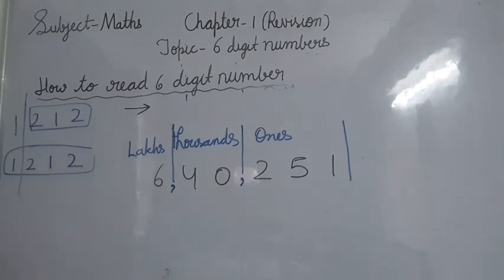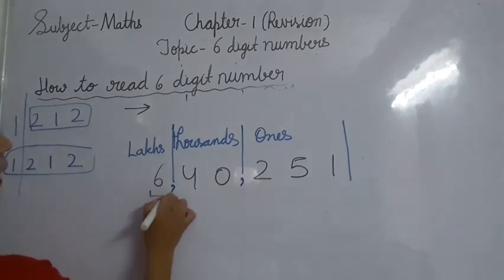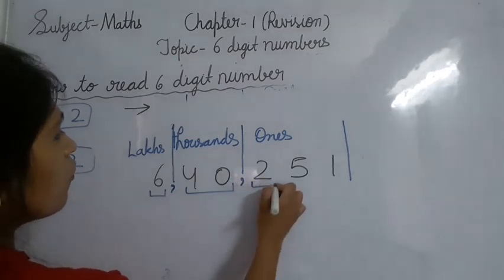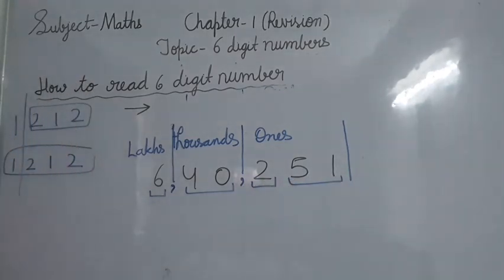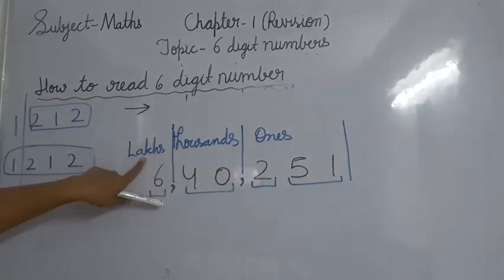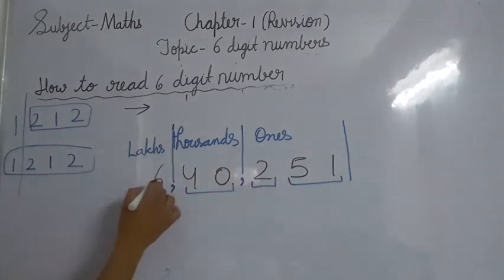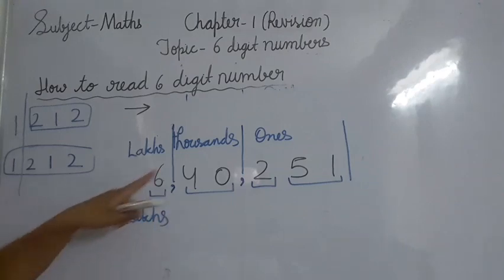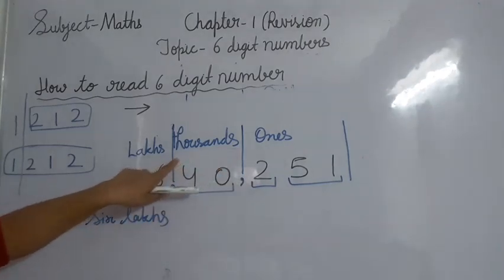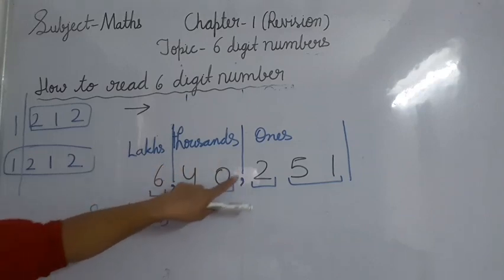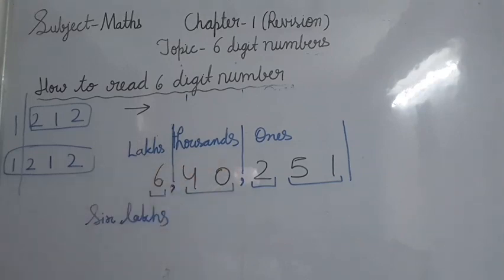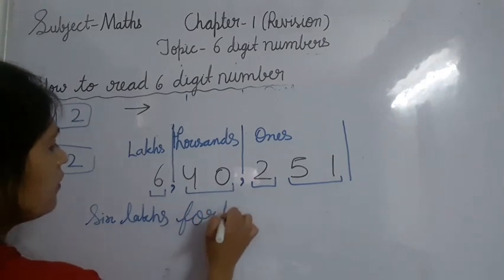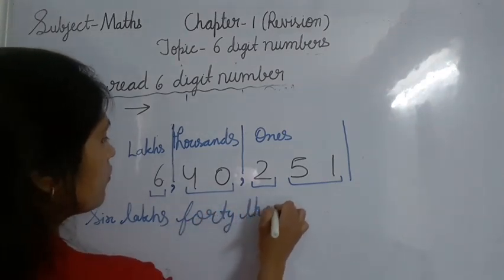So now let's read it. Yes. So again make a pattern 1 2 1 2. Or if you want to read according to their periods, you can read this one also easily. See, 6 in lakh, so 6 lakhs. Now it is the thousands period, so read this thousands period together. How many numbers are there in thousands? 40. 40,000.